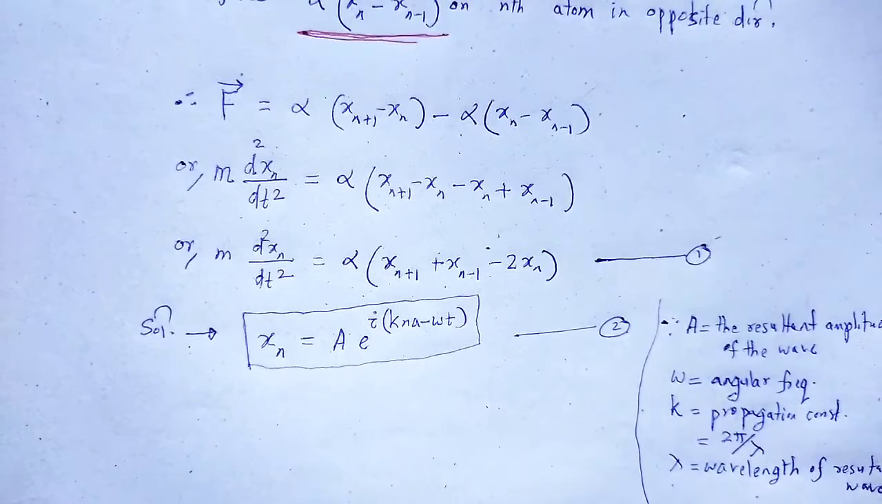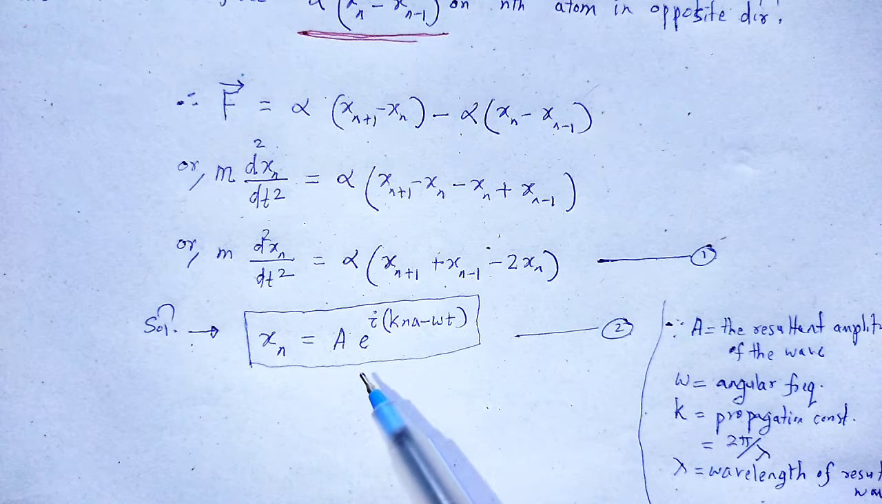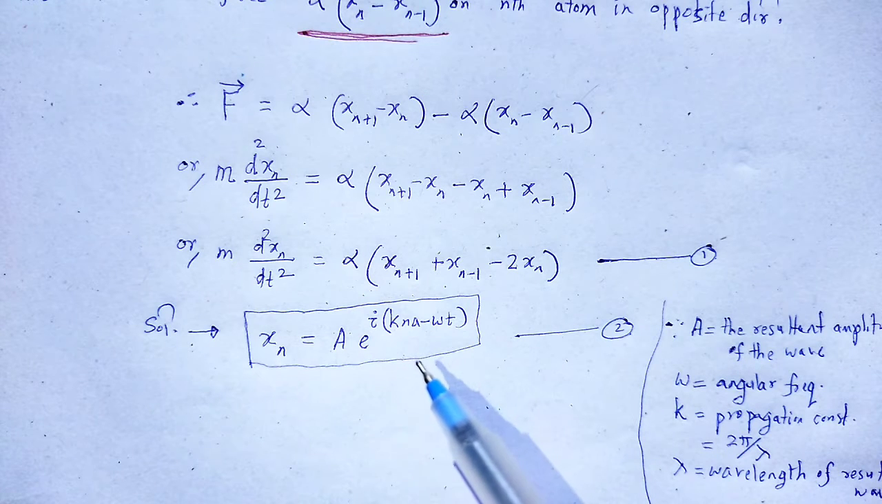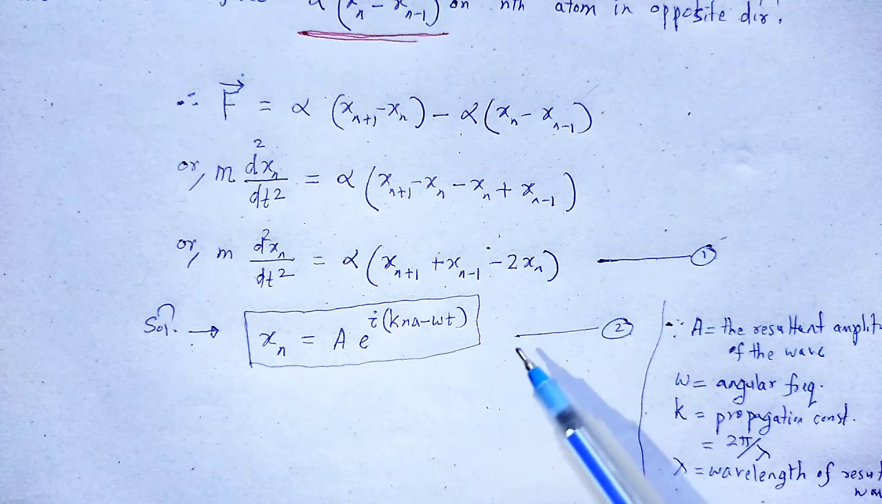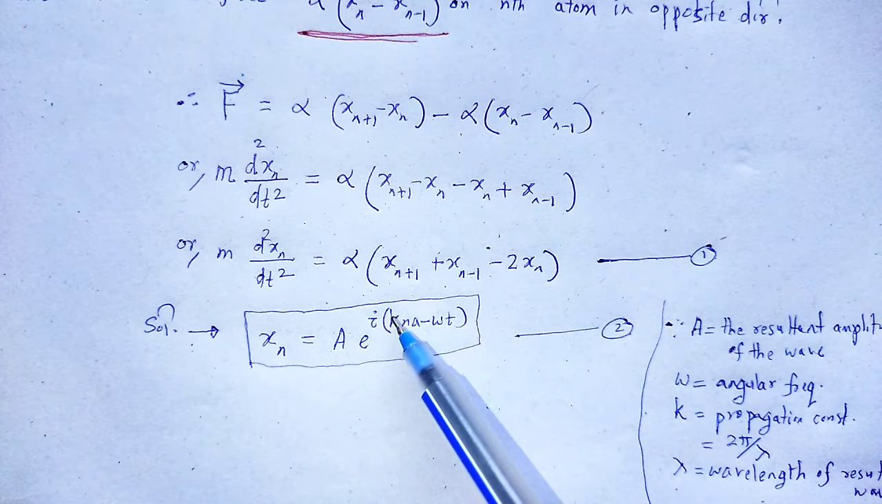Here we see, although the amplitude A is same, but the different atoms in the crystal vibrate in different phase, which increases from one atom to the next atom by the factor k into a.